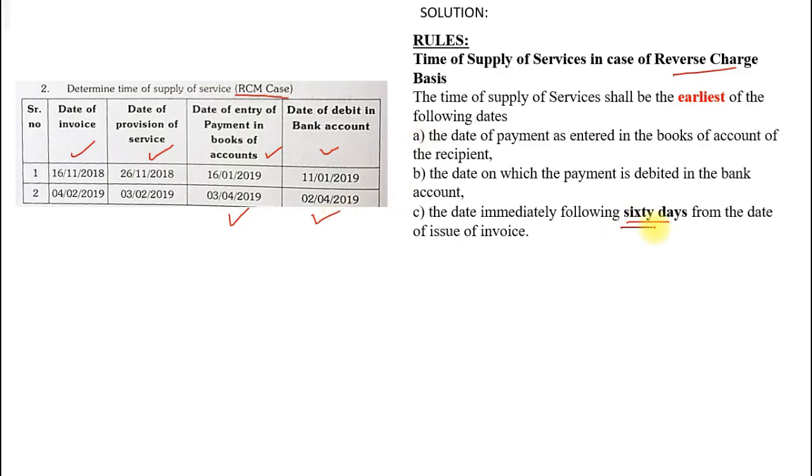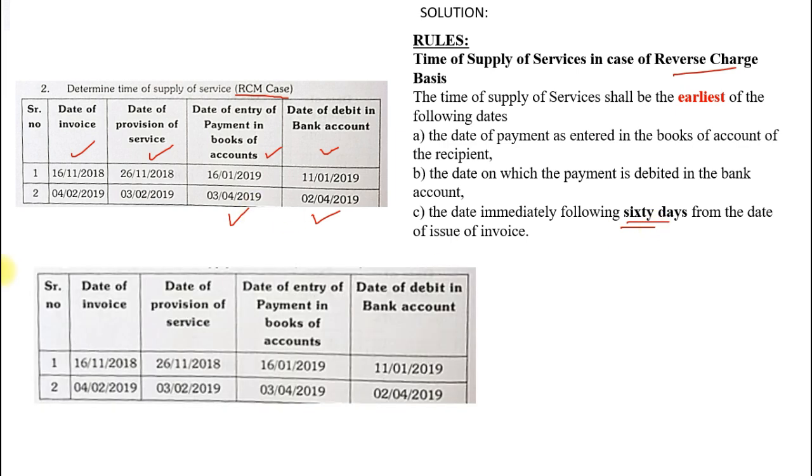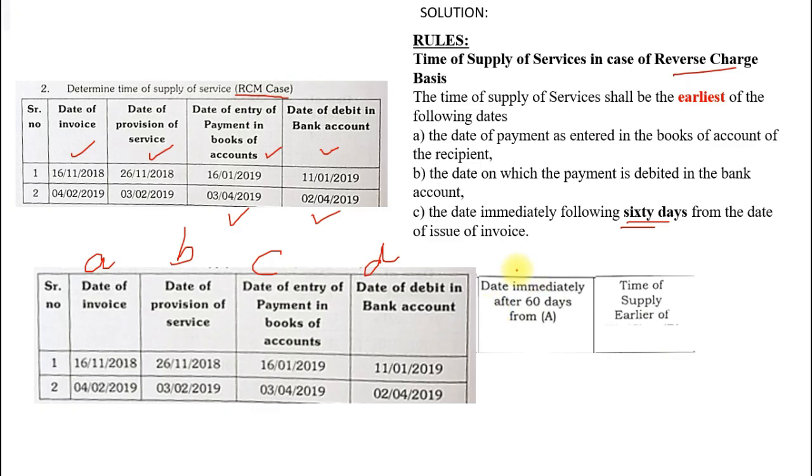So we'll have to create another column called 60 days from the date of invoice. So I'll just make this here. This is like A, B, C, and D. We'll make another two columns, that will be E, and this is your F. First step, you need to create the date immediately after 60 days from A. So from invoice, calculate 60 days and we need to get those dates. Then we need to compare C, D, and E. Whichever is earlier, that will be your answer.